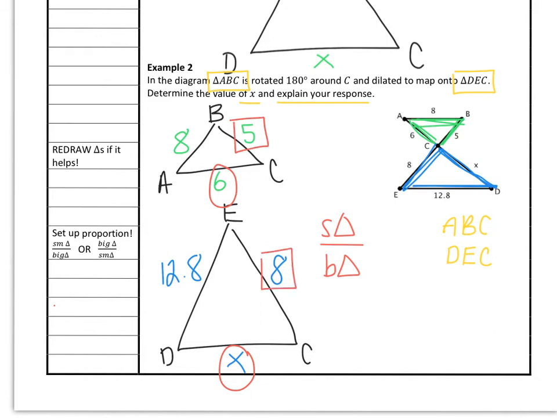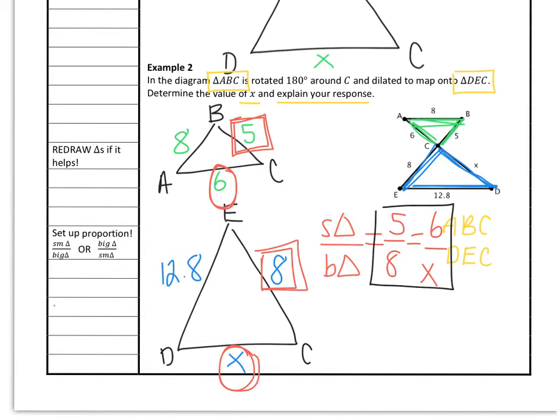So if I want to finish this proportion, do small over big, I have 5 over 8, because those pieces match, equals 6 over x. Alright, so now from here, I'm going to focus on just this. Sorry for my stuff that's overlapping. And we know that at this point, we can simply cross multiply. So 5 times x gives me 5x, 6 times 8 gives me 48, divide both sides by 5. And we get x equals, let's see, 9.6.